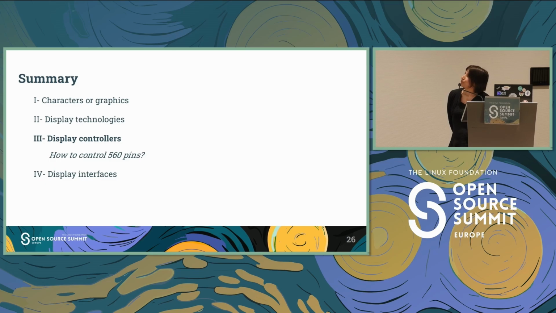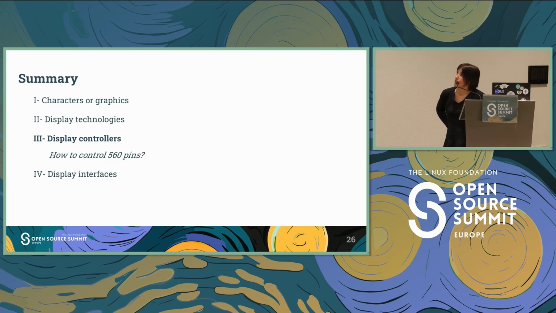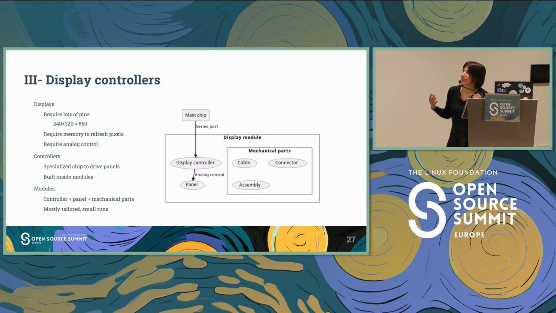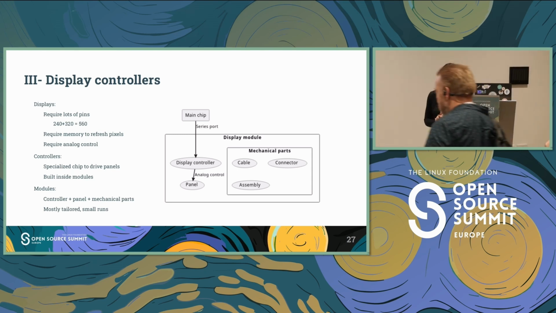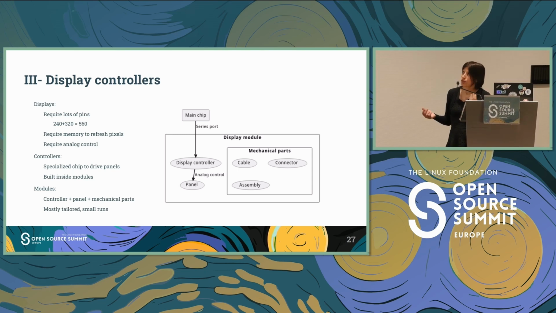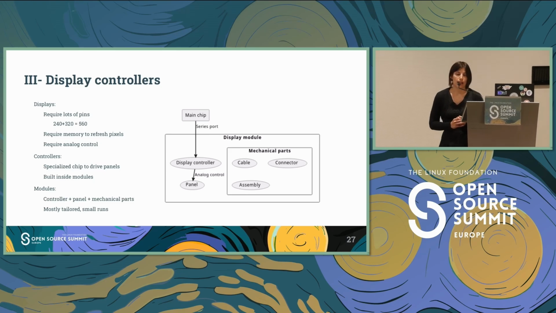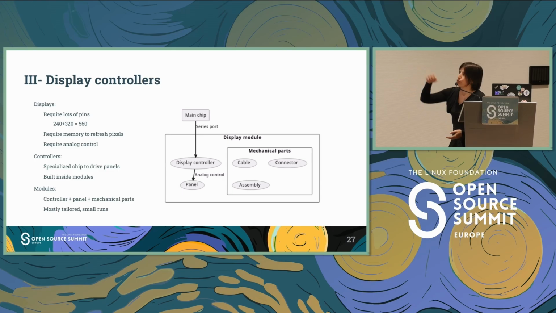Finally, we move on to explaining what's a display controller, answering the question, now that we have a display panel, how do we control it with our good old MCU? Well, we sort of cannot control it with our good old MCU because first we have lots of pins for all those pixels, and you probably need to have a memory in order to remember what pixels to refresh, and they probably need analog control too. So instead of making the MCU capable of that, we use another IC that's called a display controller.